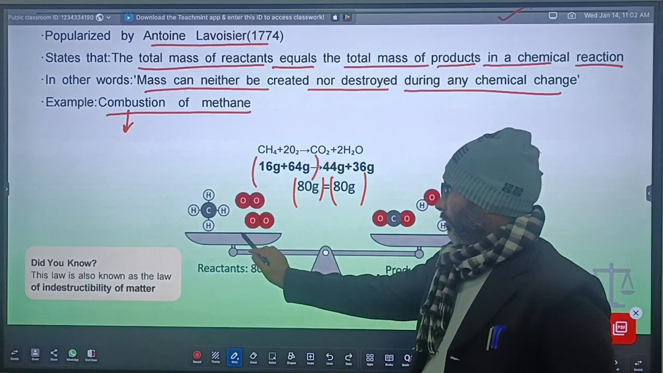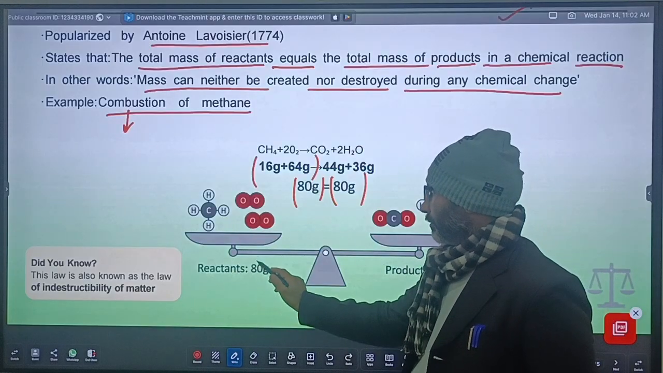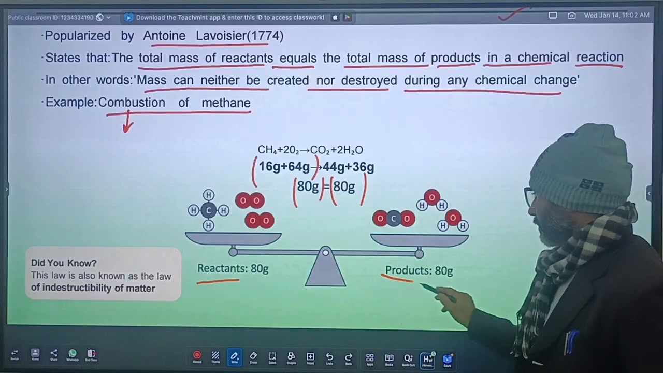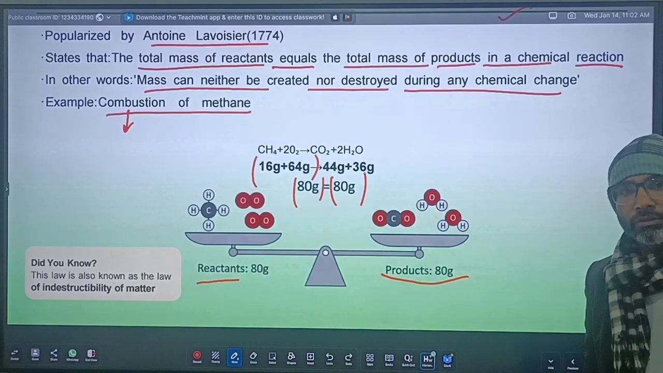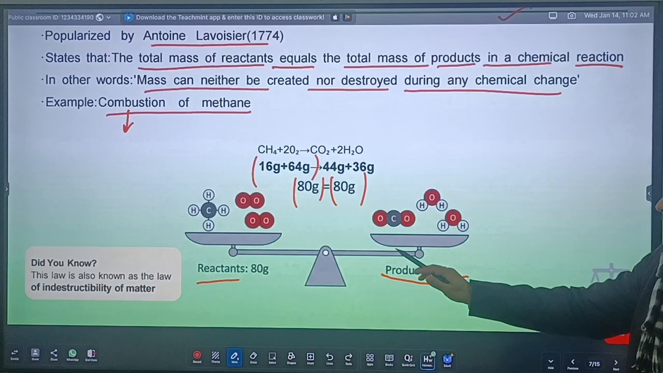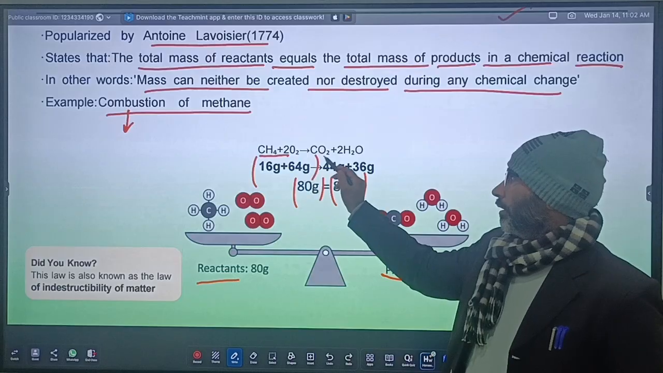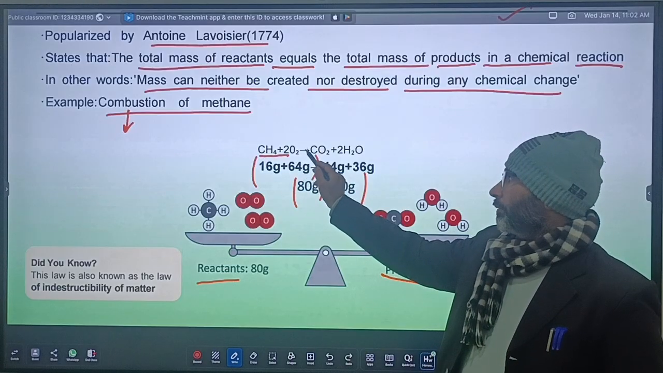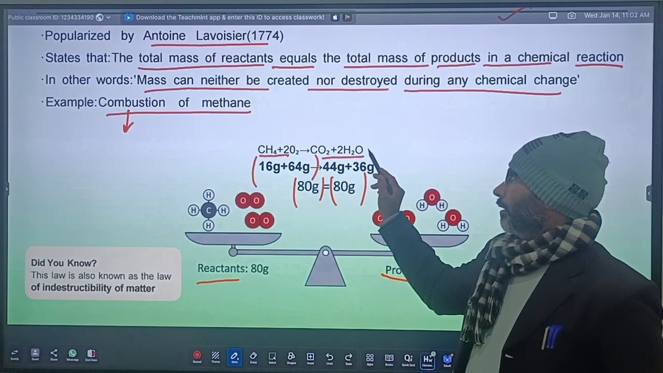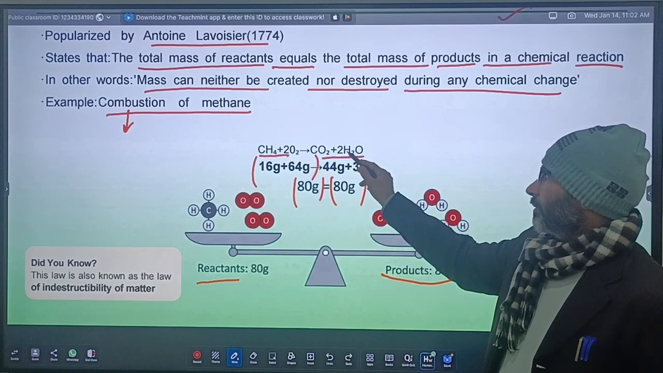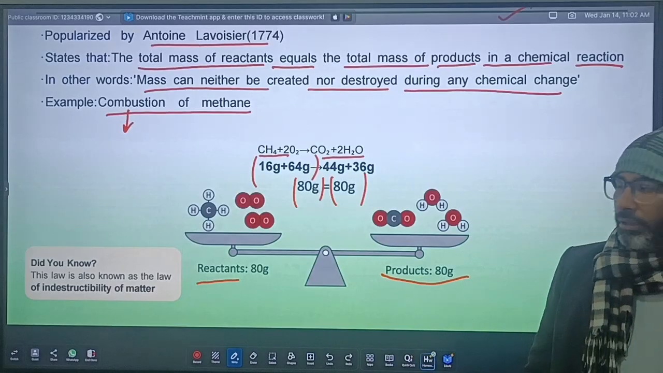So, the substances before the change are known as the reactants and the substances after the change are known as the products. These are the reactants. Substances before the change are represented on the left hand side of the arrow, and substances after the change are represented on the right hand side of the arrow.